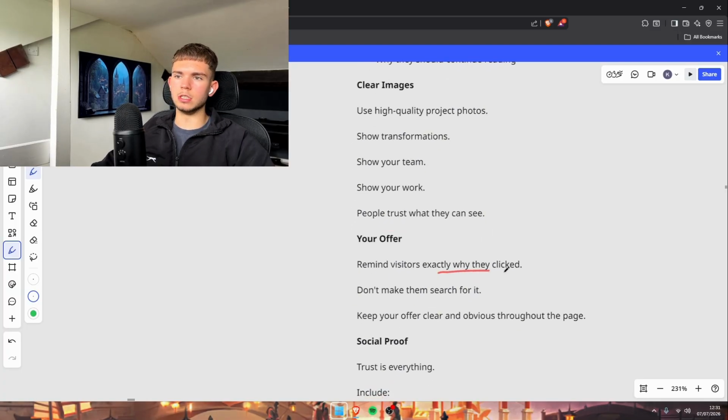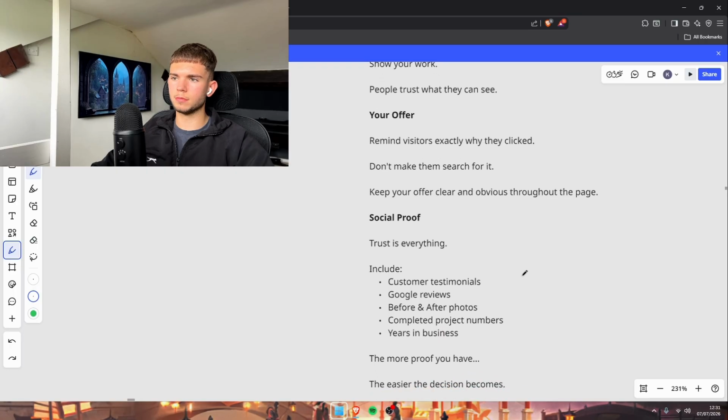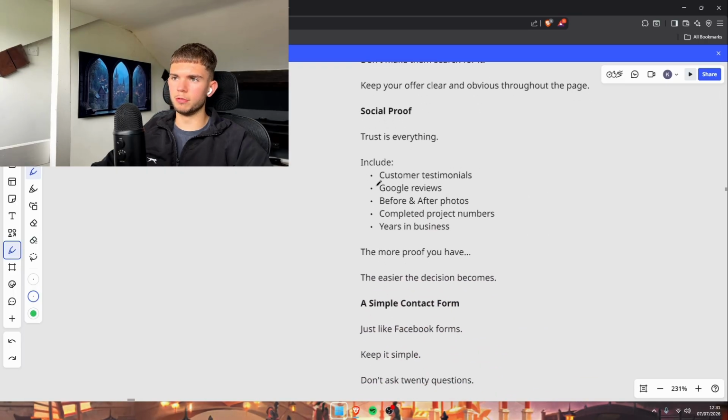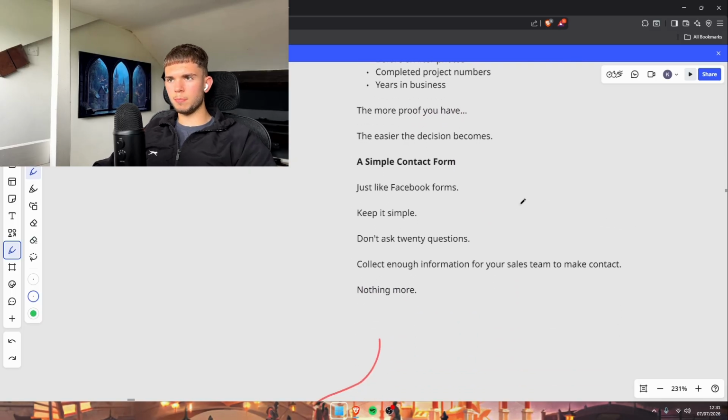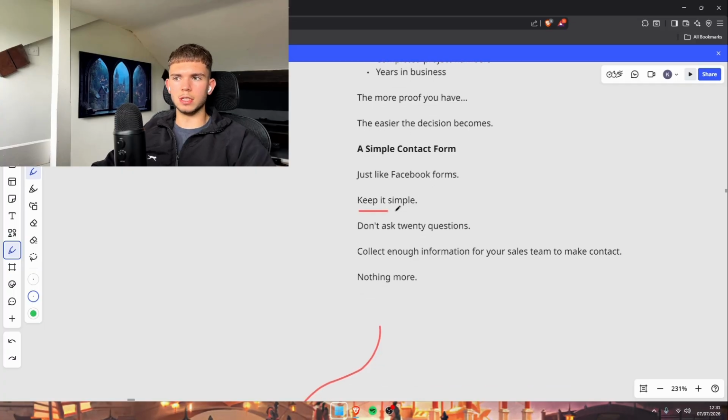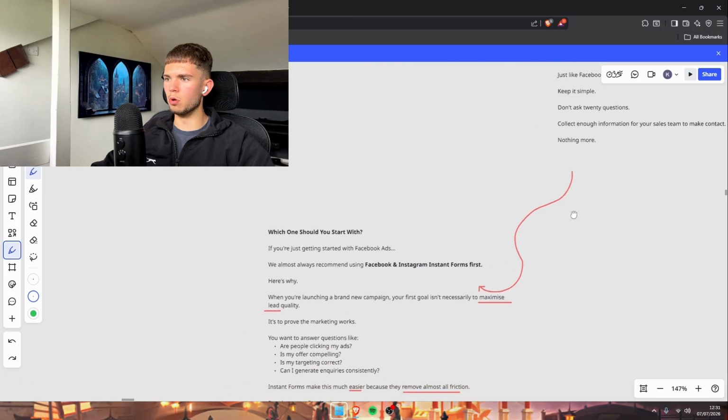Remind the visitors exactly why they clicked. Don't make them search for it. Keep your offer clear and obvious throughout the page. Include social proof like customer testimonials, Google reviews, before and after photos, completed project numbers, years in business, etc. The more proof you have, the easier the decision becomes. Add a simple contact form, just like Facebook forms, keep it simple. Don't ask 20 questions. Collect enough information for your sales team to make contact, nothing more.